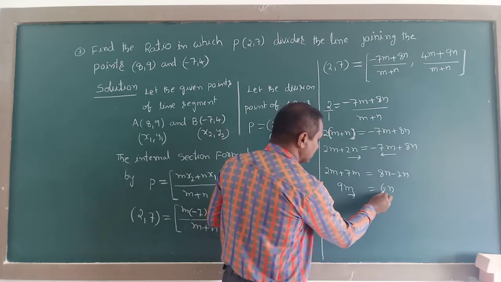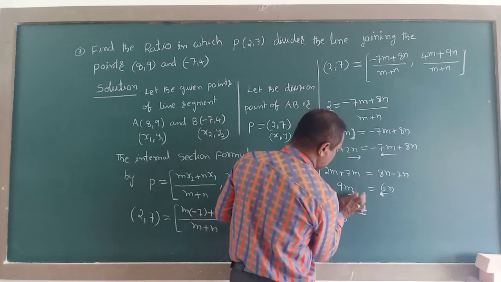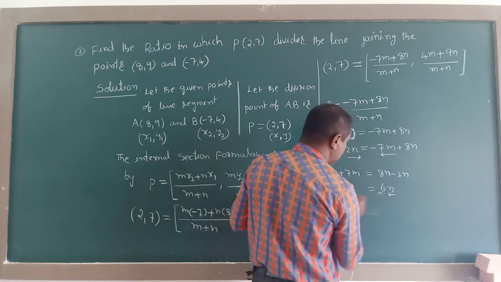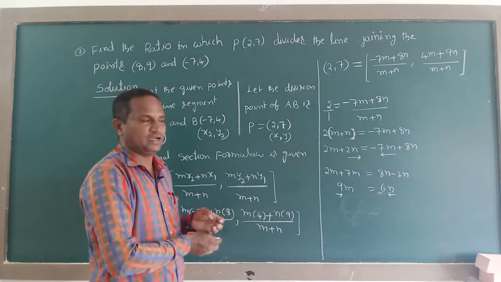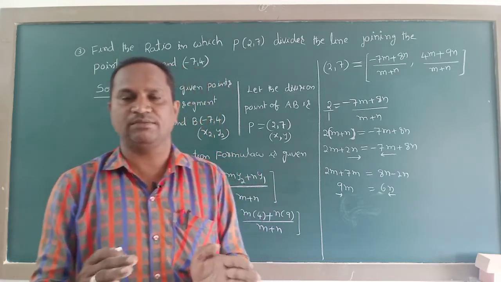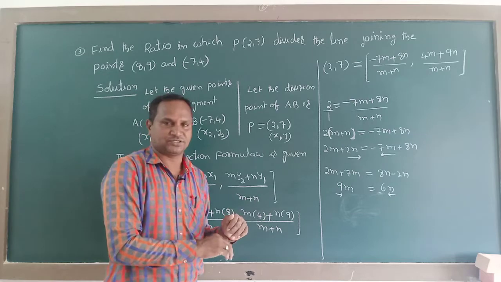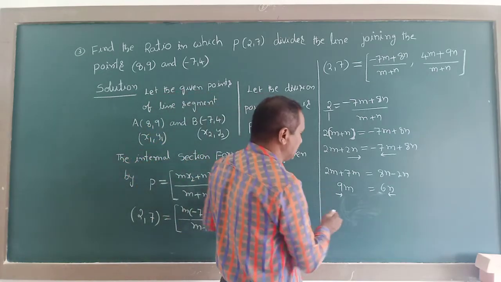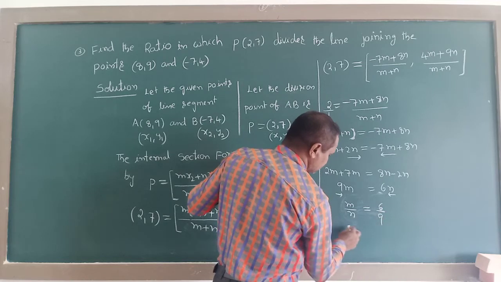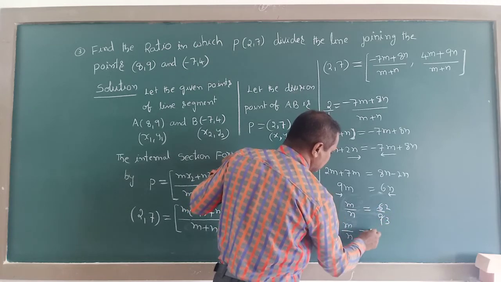Sending n to one side and 9 to the other, we get m by n equal to 6 by 9. Cancelling, m by n is equal to 2 by 3.